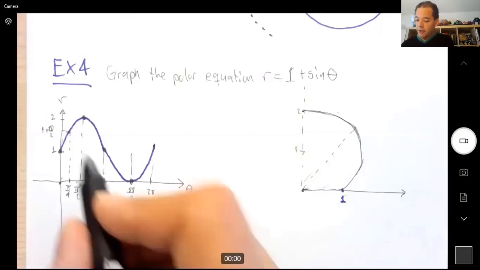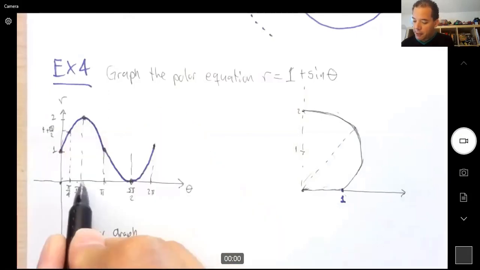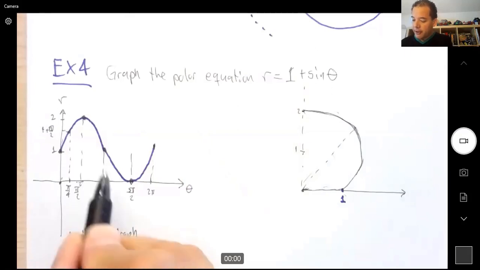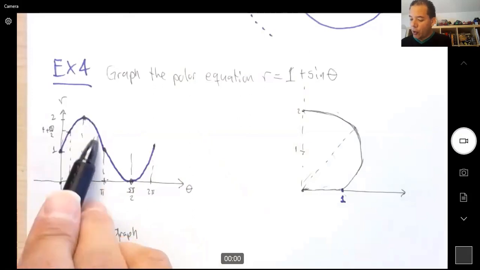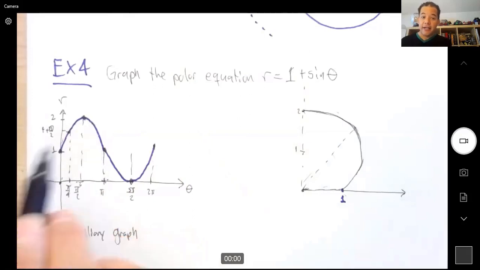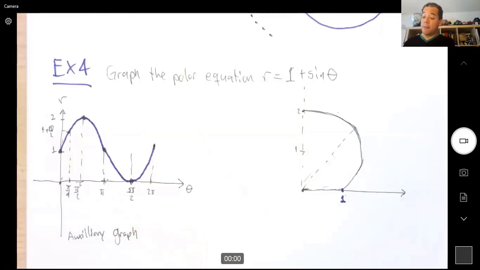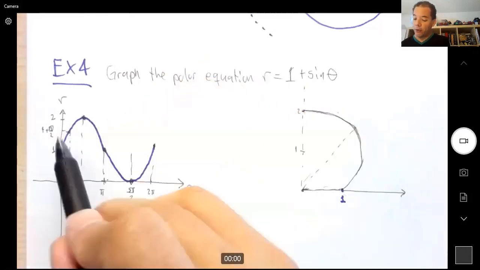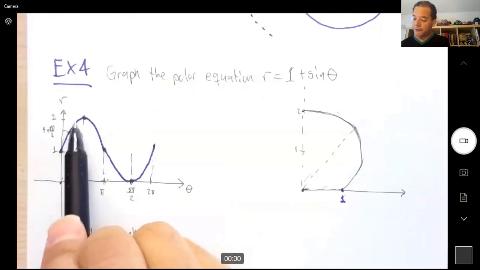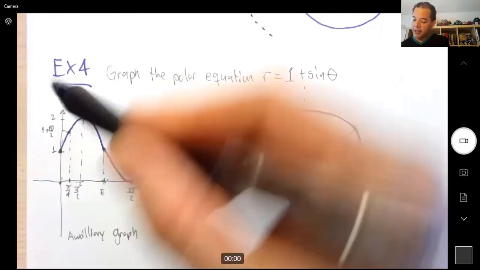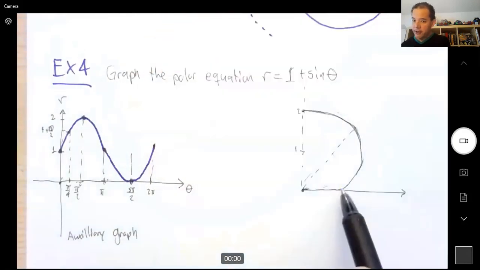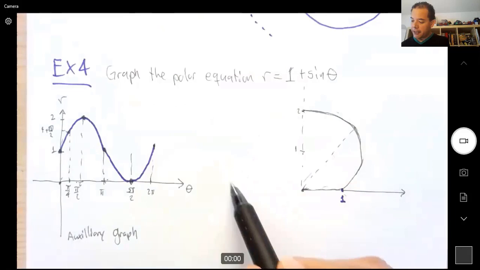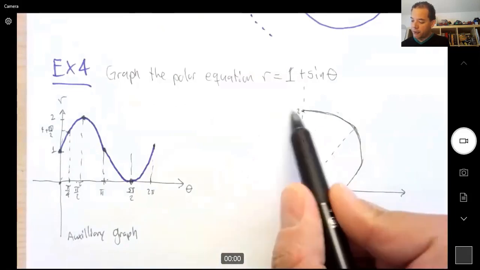Now, let's continue. What happens from pi over 2 to pi? Well, now it's going to come down, right? So the radius goes from 2 to 1, and it does so in the same way as before. You cannot revert what you did before. Why? Because this graph of sine looks the same from here to here as it does from here to here, right? So whatever we did here, we're going to replicate on the other side from pi over 2 to pi.